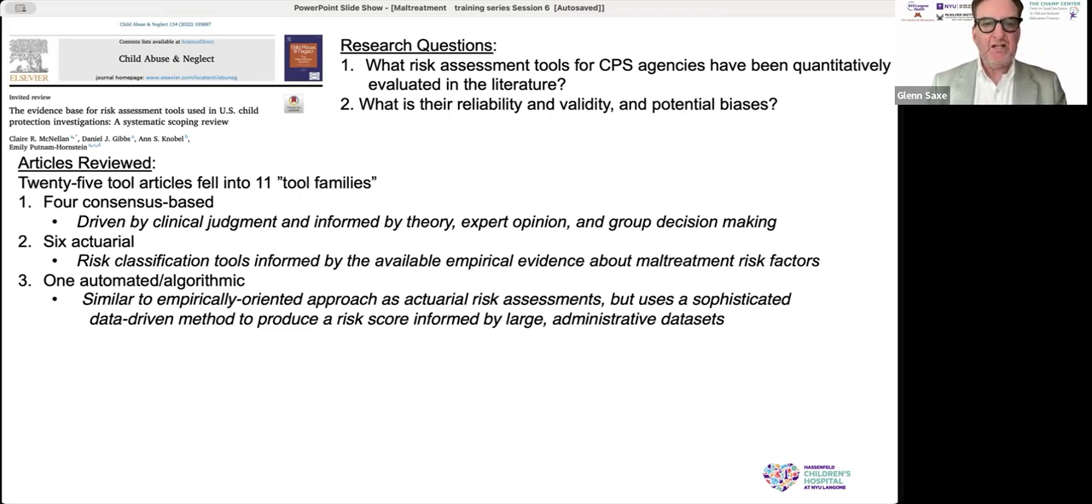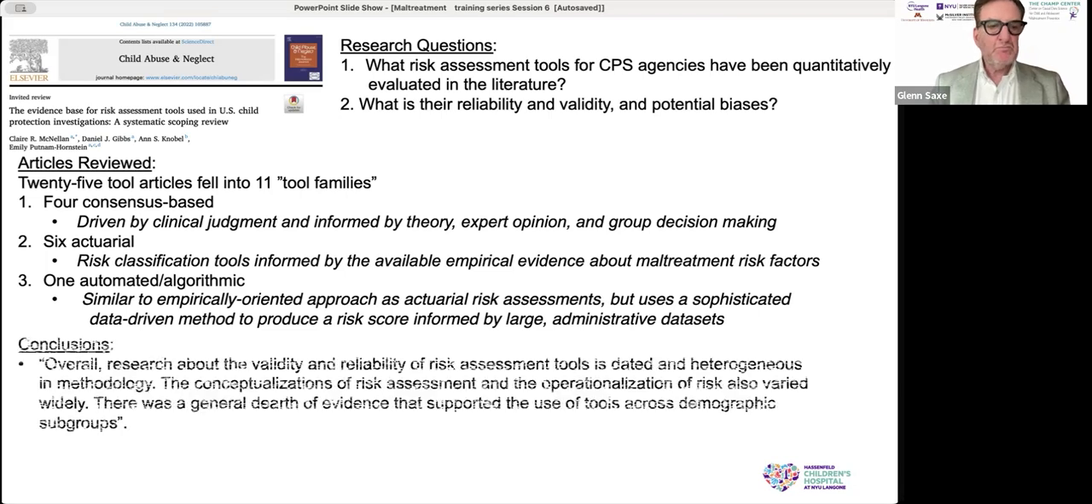But further, in this study, only one study was based on more sophisticated data science methods, which we've been talking about. And the conclusions were not very conclusive. I'm just reading two things. Overall research about validity and reliability of the tools is very heterogeneous in methodology. Conceptualizations of risk assessment, operationalization of risk all varied widely.